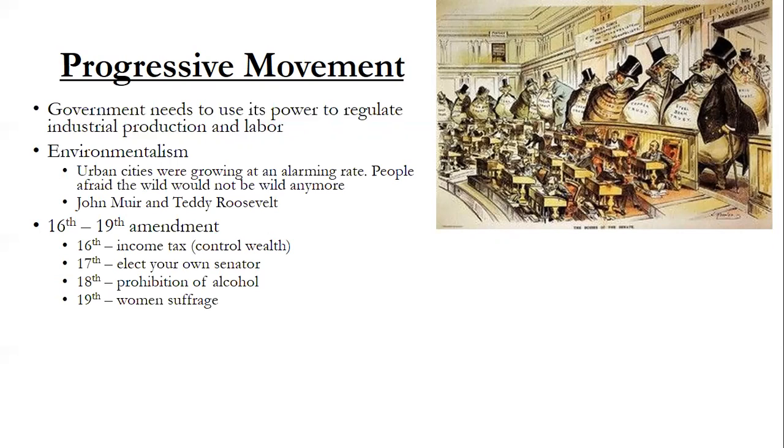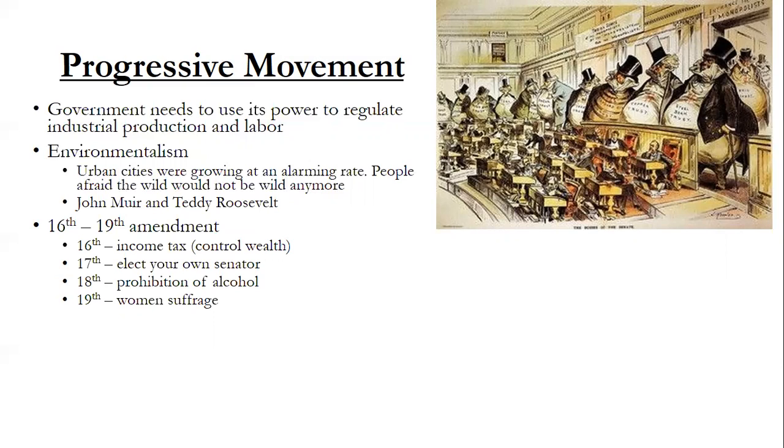One of the big things to come out of the progressive era is going to be these four amendments called the Progressive Era Amendments. So the first is the 16th Amendment. It's the income tax. It's to control wealth. So it was a progressive tax, so wealthy people would be taxed to kind of help out lower income people.